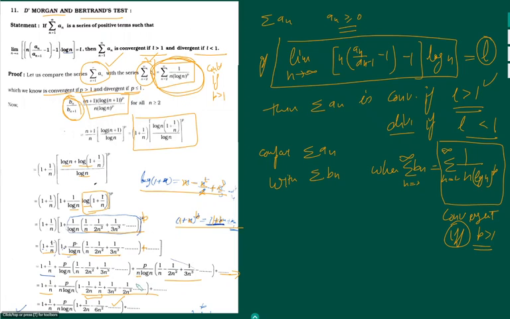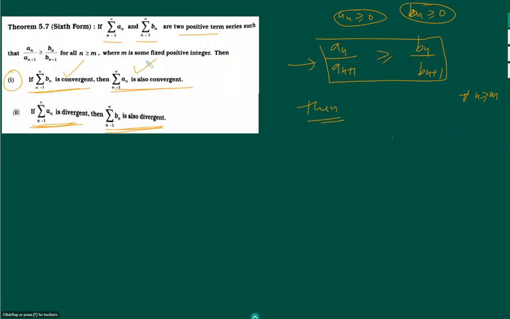This was the De Morgan Bertrand test: if summation An is a series of positive terms such that this limit is equal to L, then the series is convergent for L greater than 1 and divergent for L less than 1. That we have proved. How did we prove it? What did we use to prove this?